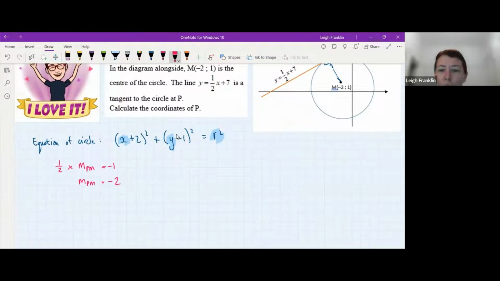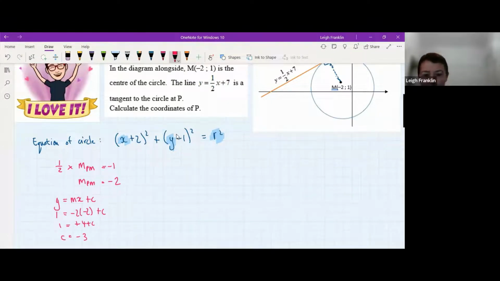Okay, so now we're going to work out the equation of the radius, is basically what Liam is saying to us. So we're going to use y equals mx plus c because it is a straight line. We know that the gradient is -2. We also know that at M, which is a point that the line goes through, y is equal to 1. The gradient is -2, x is equal to -2, plus c. So this means we've got +4 plus c and 1 over here. So c will be equal to -3 if I'm not talking any nonsense.